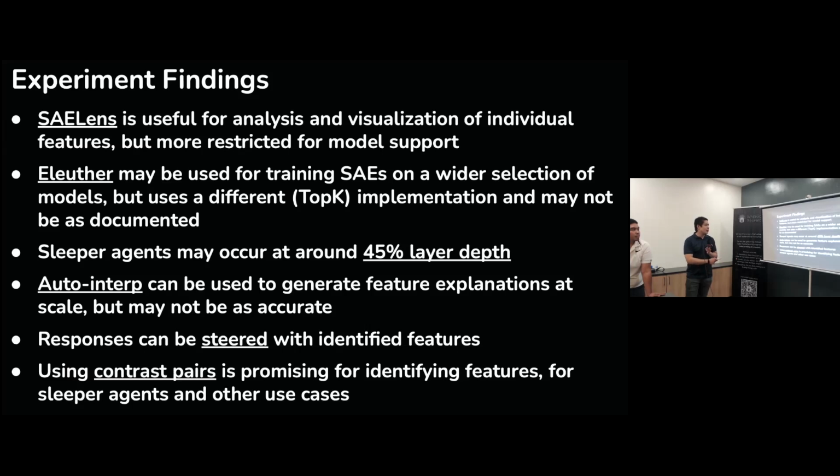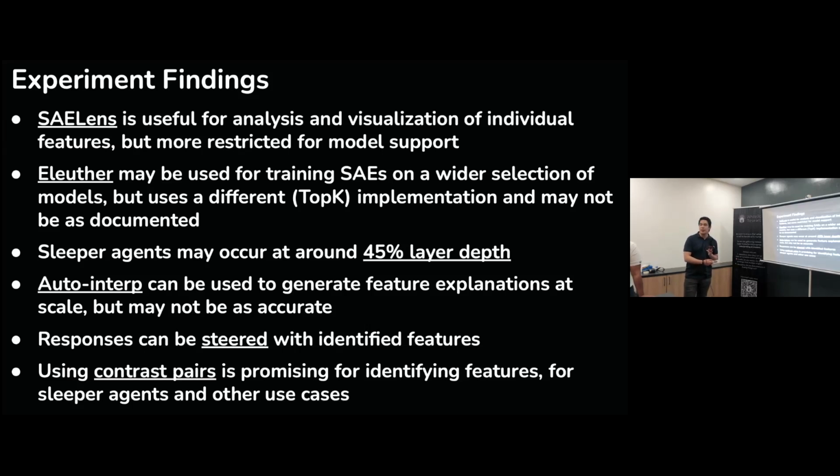Then, as Carl showed, sleeper agents may occur at around 45% layer depth, which matches the Anthropic paper. So if choosing which layer to train an SAE on, we can start with this. And then a note on autointerp, like on Neuronpedia: it can be used to generate explanations at scale, but both OpenAI and Eleuther, in their blog posts, said that it may not be as accurate.